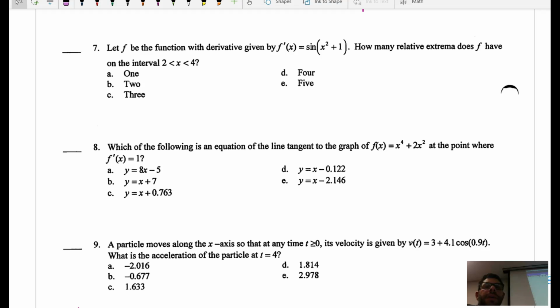Okay, let f be the function with derivative given by f prime equals sine of x squared plus 1. How many relative extrema does f have on the interval from 2 to 4? 2.